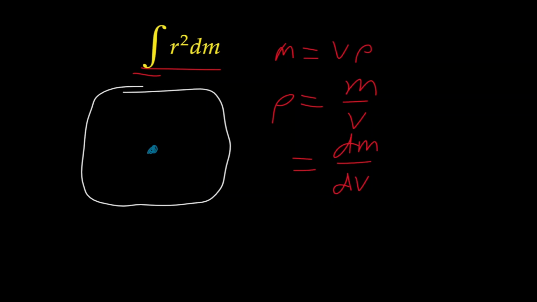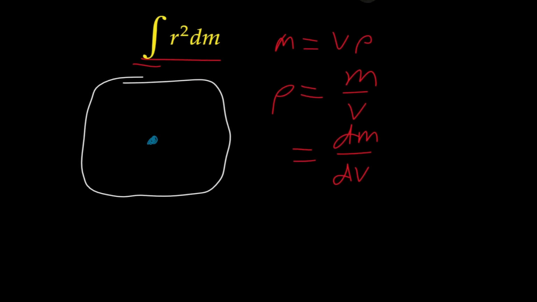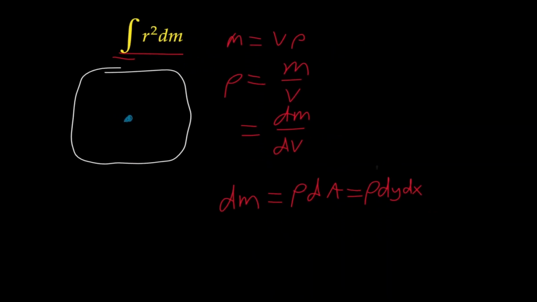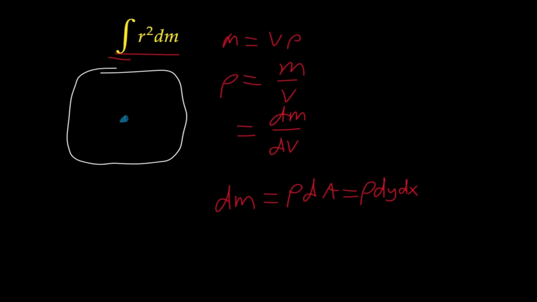Or in this case, dA, because we have area, and that's where it's being distributed. So really, we have dm is equal to our density times dA. In this case, because we're going to be using Cartesian coordinates, this is going to be rho dy dx. So now that we've taken care of the differentials, let's take care of the actual integral bits now.